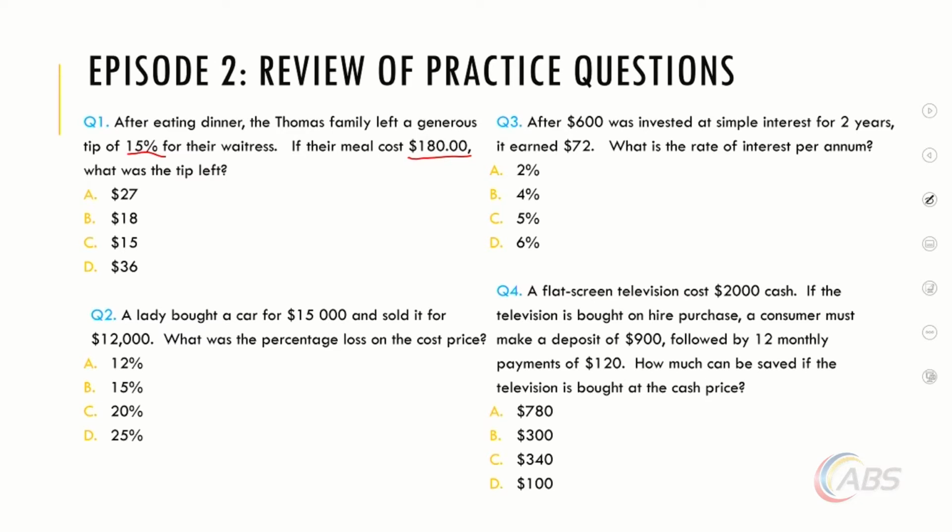So when we're doing this, we want to remember that once we can find 10%, we can pretty much find any percentage. So let's start with 10%. So 10% of 180, we know that that's going to be $18. So if 10% is $18, then 5% is going to be half of $18, and that's $9. And so our 15% is going to be the addition of that. So that's $27.